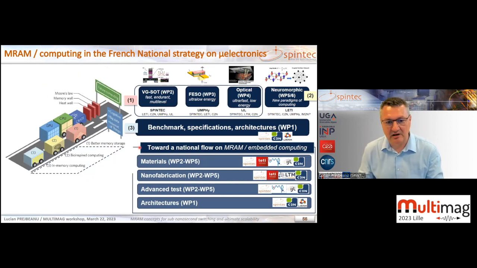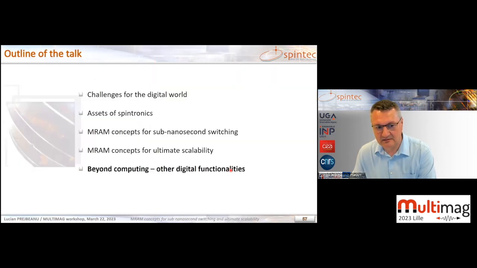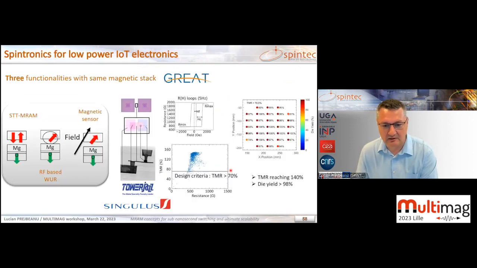So at the national level, we are proposing these concepts, which are the spin-orbit torque. We mentioned the use of topological insulators. There are some concepts in which materials, among which topological insulators are of interest, can propose ultra-low energy, optical or neuromorphic inspired solutions. So there is also a consortium within the French National Strategy on Microelectronics that is proposing this spintronic solution. So beyond computing, spintronics can bring other functionality.